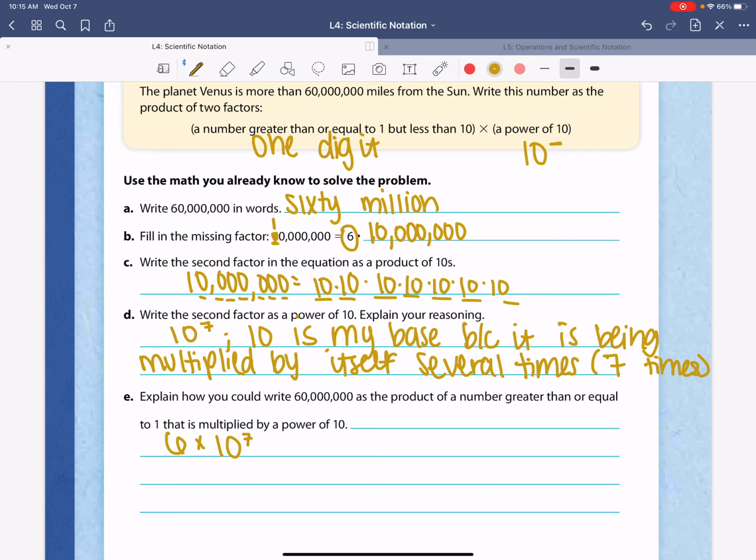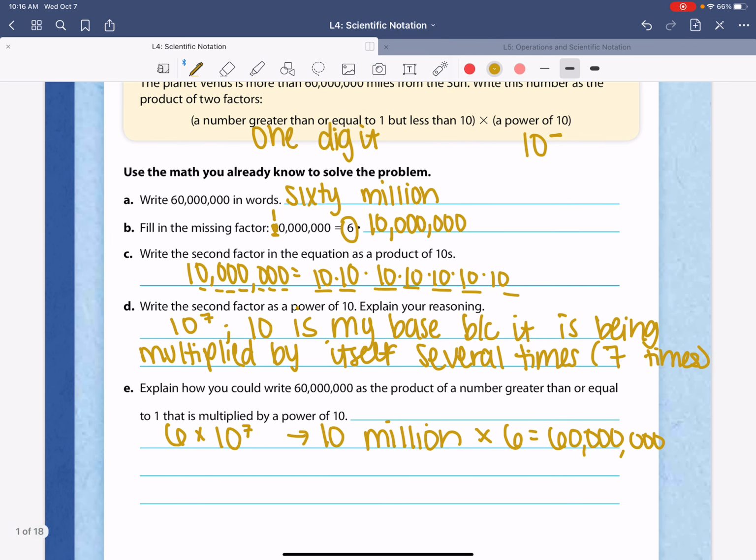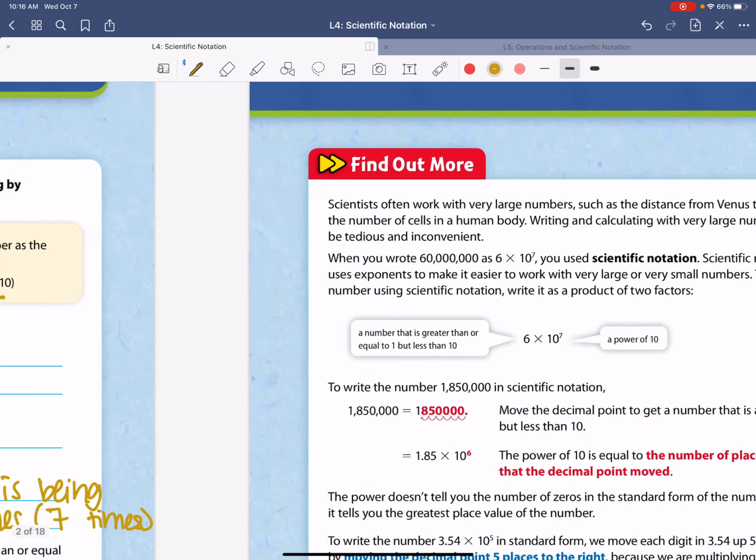All right, so we knew that 10 million times 6 equals 60 million. So we found an equivalent product of factors. And that's it for this first page. We'll go ahead and move on to the next section.